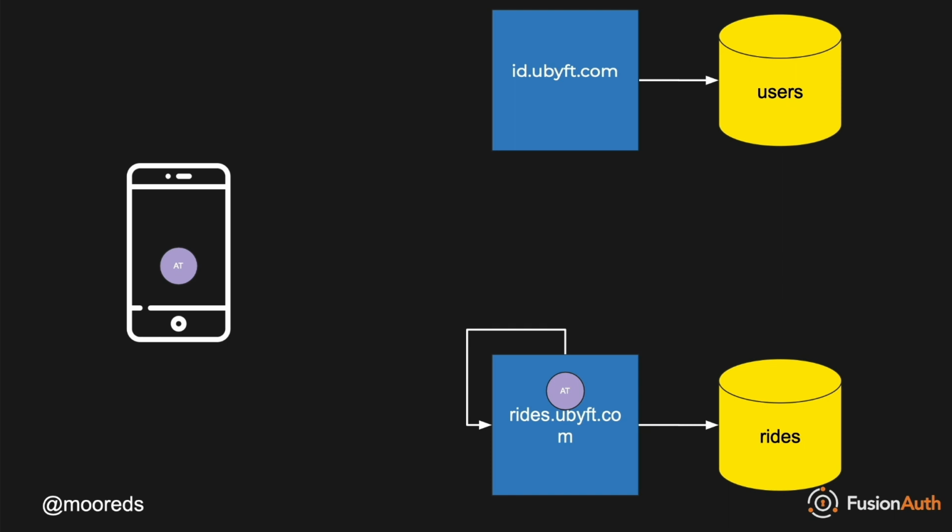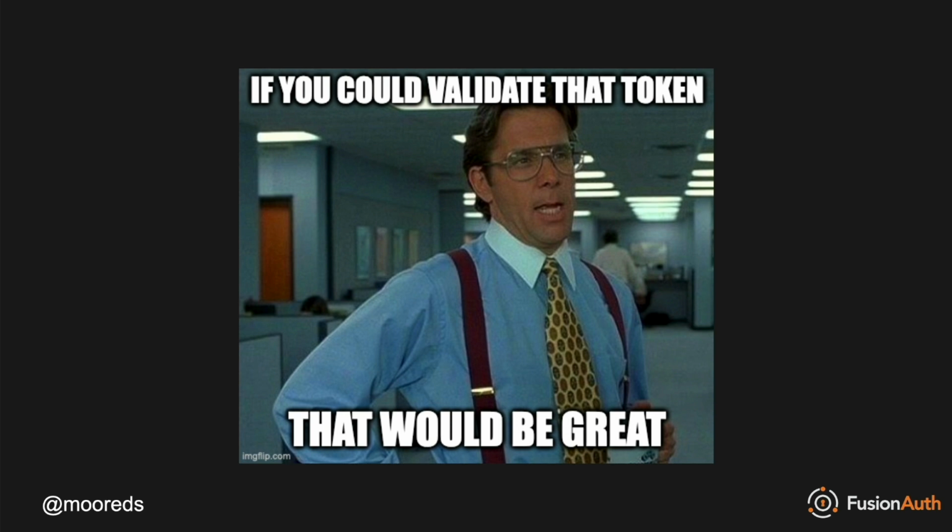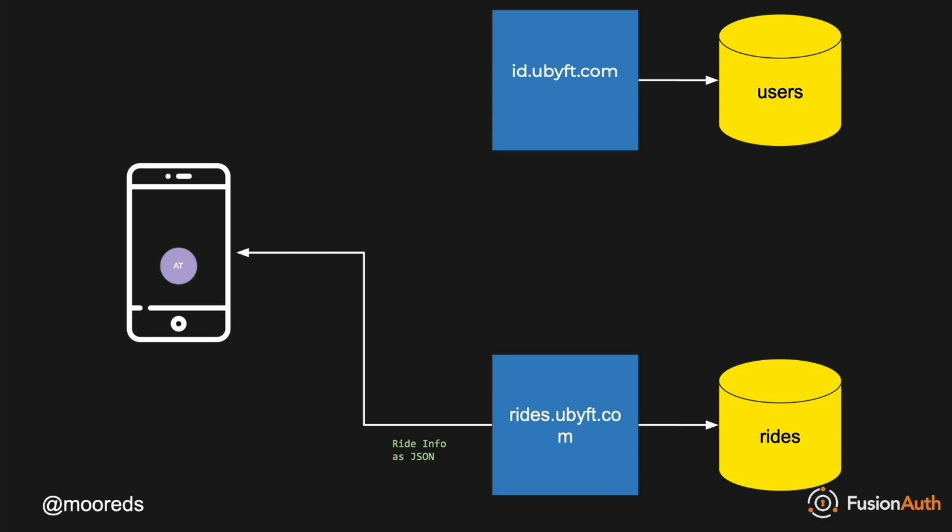Then the rides.ubift.com API needs to validate that access token. The same way the client had to validate the ID token, the API should validate the access token. I'm not going to dig into this too much. I have other videos that talk about what that validation step looks like. So just trust that your API developers are going to validate that correctly. And then you get back the JSON. And again, this is JSON that you can represent in your application however you see fit.